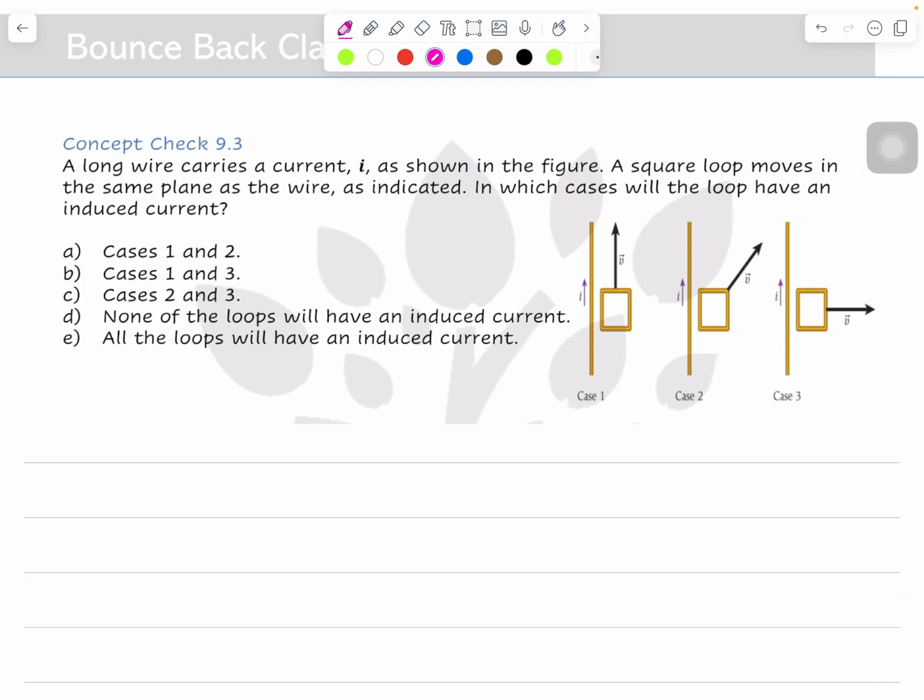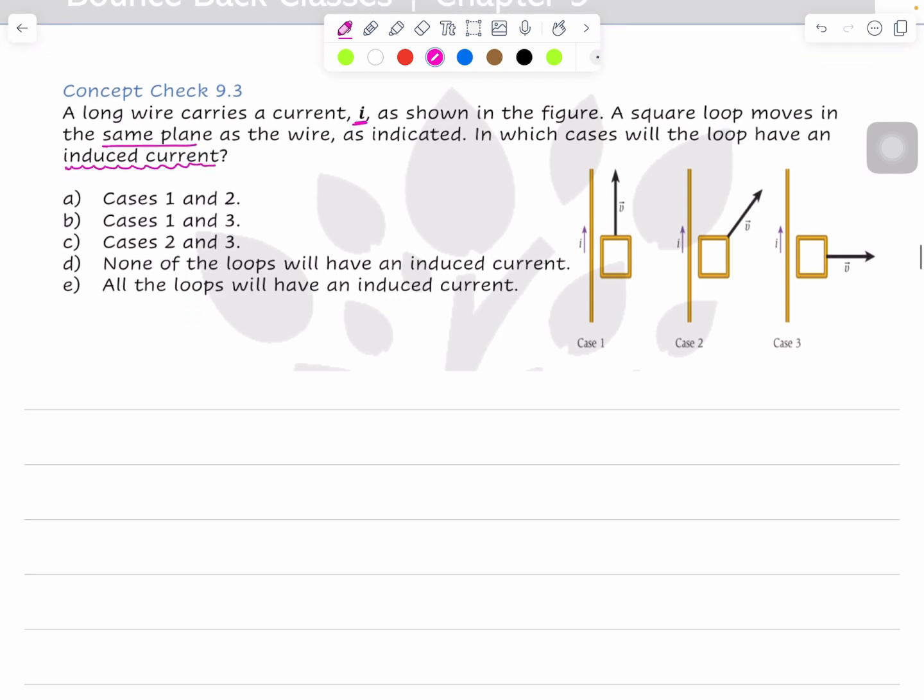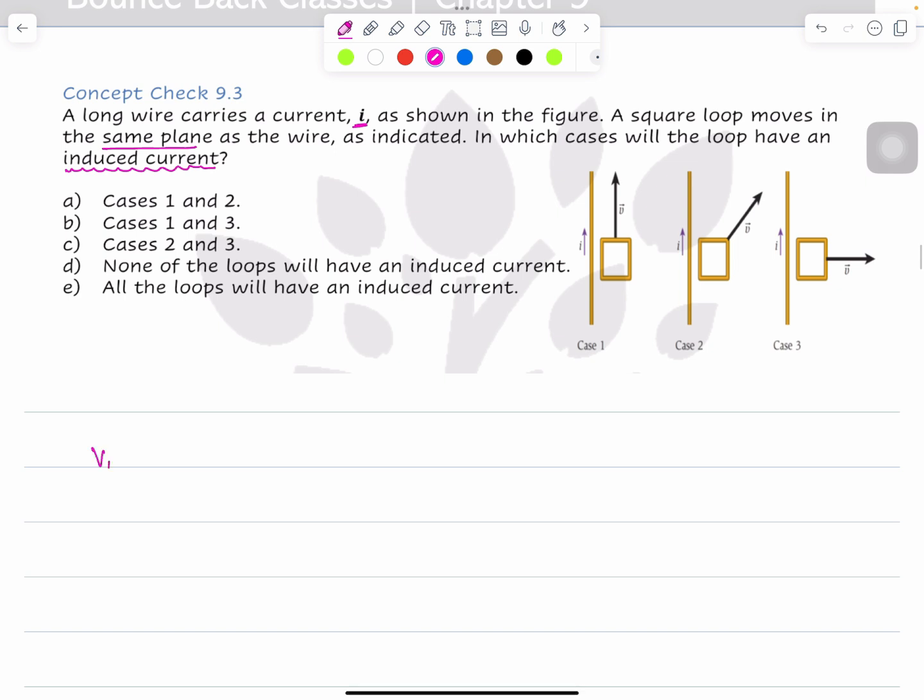9.3, a long wire carries a current I. As shown in the figure, a square loop moves in the same plane as the wire, as indicated. In which case will the loop have induced current? Guys, first of all, you need to think what are the factors of induced current. I told you V induced is equal to negative d phi over dt. Yes or no? And flux has three parts: B, A, cos of theta. We need to check whether B is changing, A is changing, or cos of theta is changing. If any of the factors is changing, we can get the result.